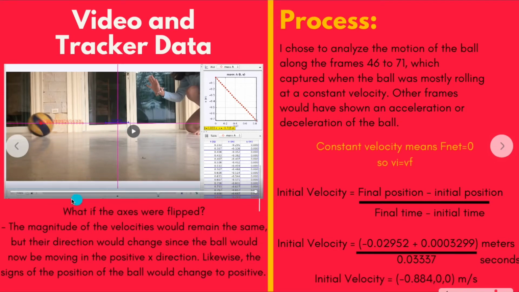So what would have happened if we would have flipped the axis? Well, this would mean that my ball would be moving in the positive x direction now. This would result in the sign of my velocity and the sign of the position to all be positive. Their magnitudes would not change, but their sign would.